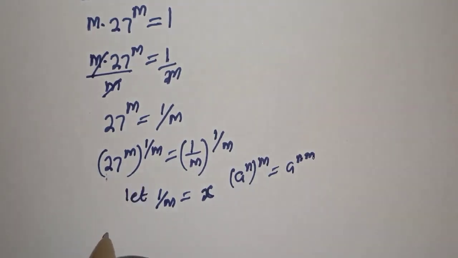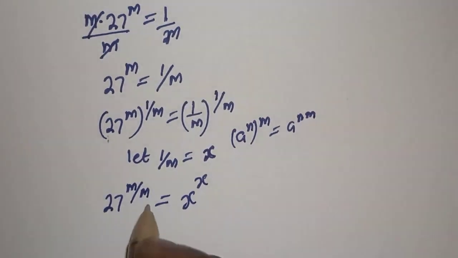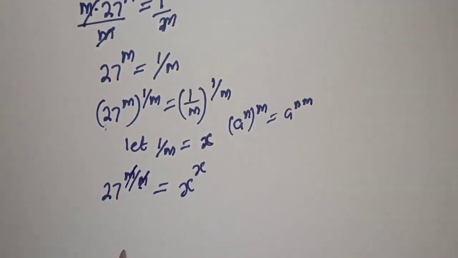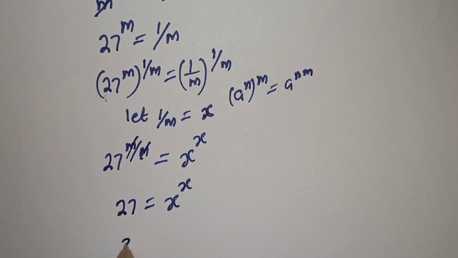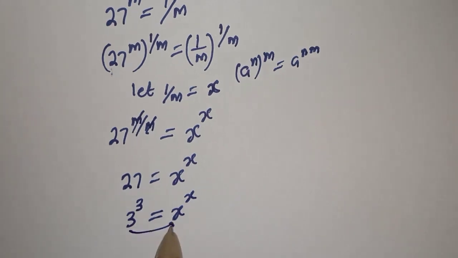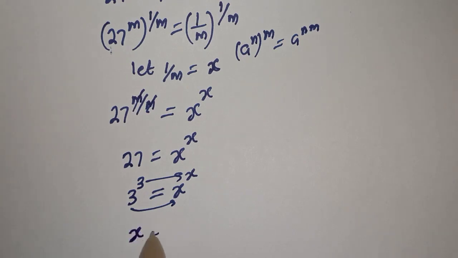From here we have 27 raised to power m over m is equal to s raised to power s. This will cancel this. 27 is equal to s raised to power s. Then 27 is 3 raised to power 3 is equal to s raised to power s. And from here, the base is equal to s and the exponent is equal to s. Therefore, s is equal to 3.